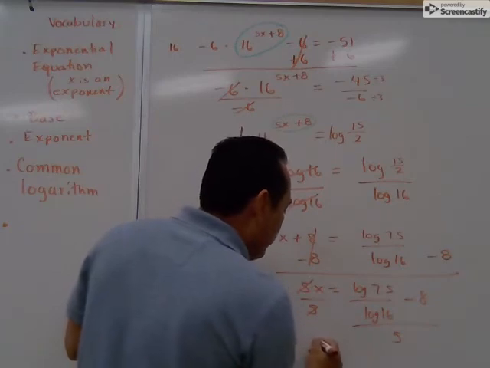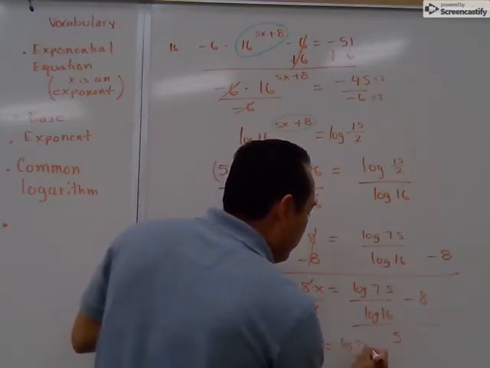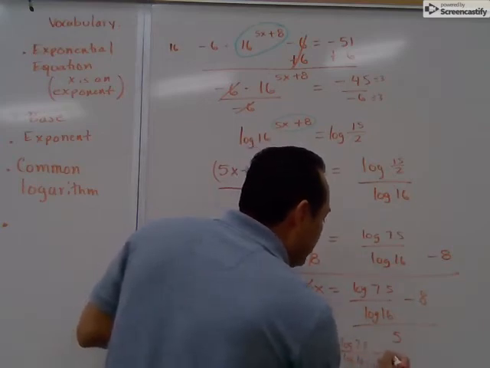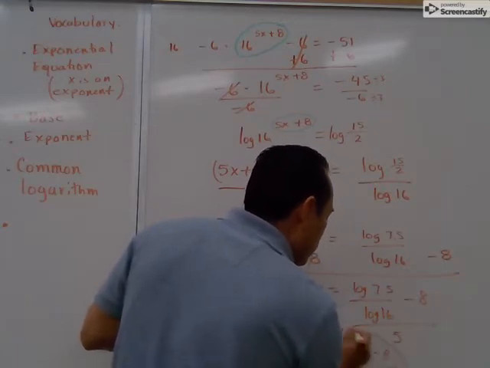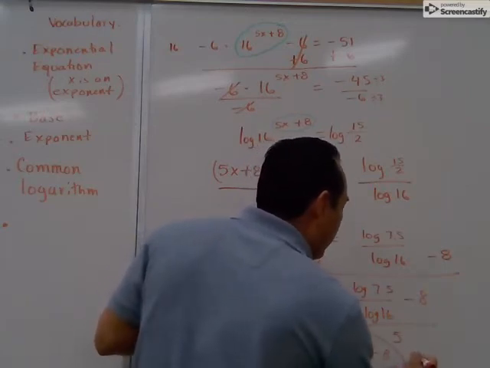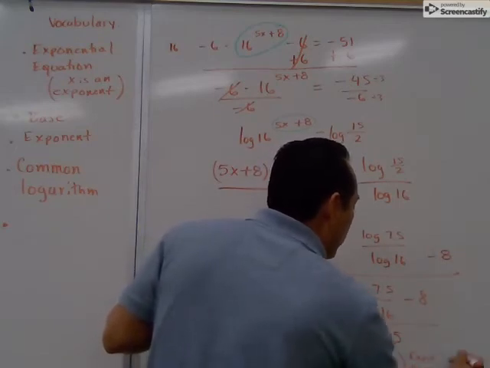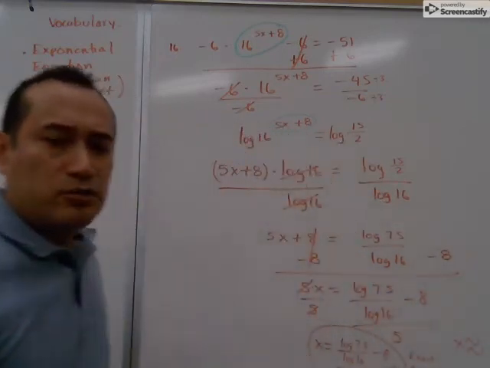This time it is positive 5. So therefore, we're left with x equals log of 7.5 divided by log 16 minus 8, and all of this is going to be divided by 5. Once more, this is called the exact answer. We can always approximate the answer, but that's as much as we can do right now.